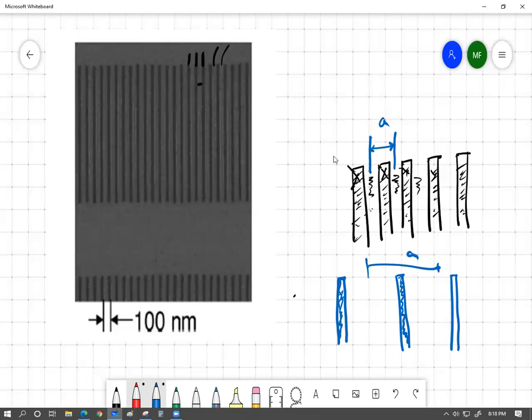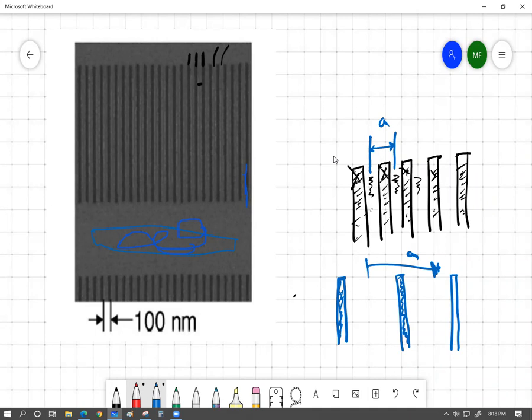Sir, that means these things are like the fence, right, sir? Precisely. Then what is all this part? This part is entirely glass. This whole thing is glass.